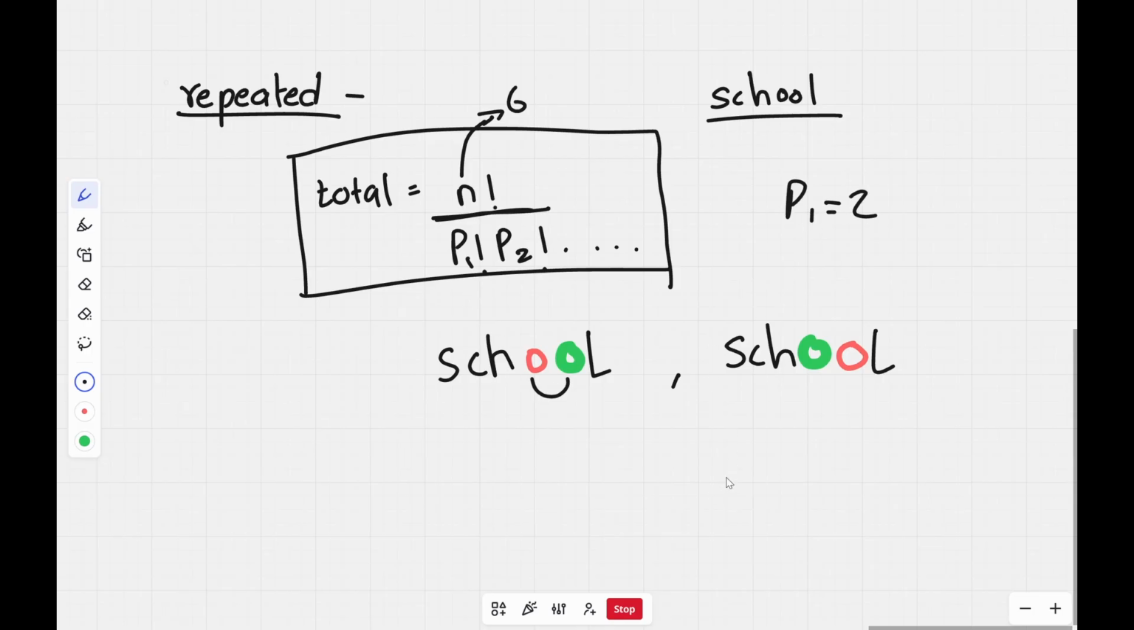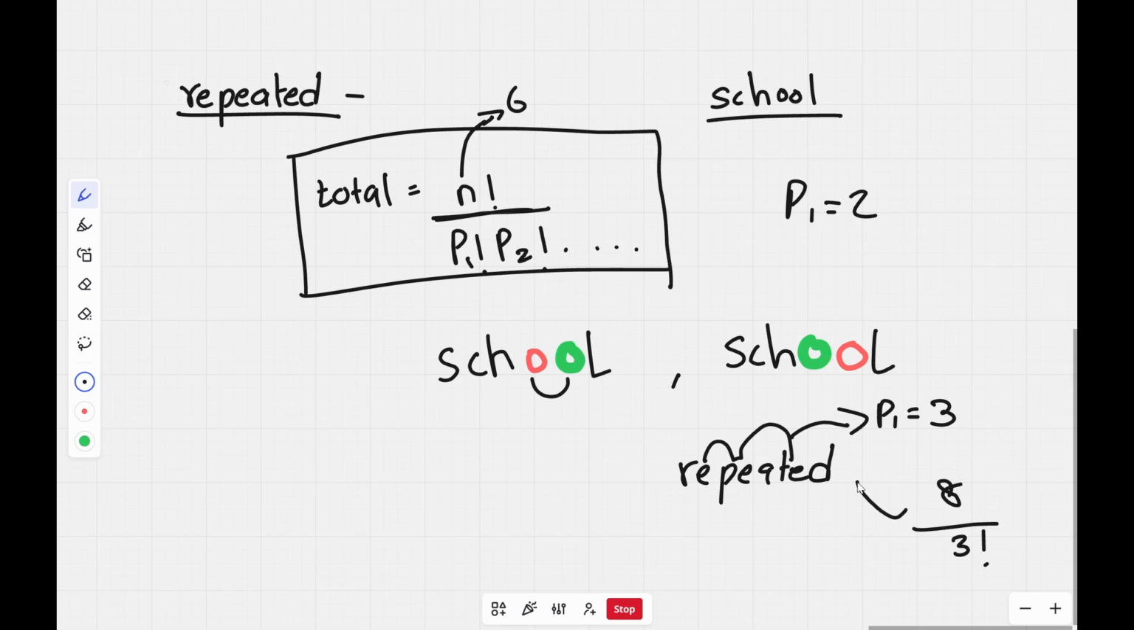Now if we had a letter repeating twice or a letter repeating thrice, let's take the same example of the word repeated. Notice E here is repeated 3 times, right? So here there would be P1 with value 3. Hence it would be divided. Now there are 6, 7, 8 letters, so it would be 8 divided by 3 factorial for this.